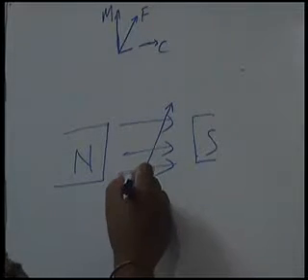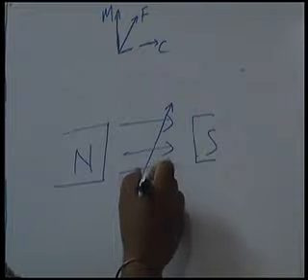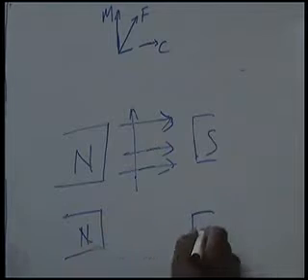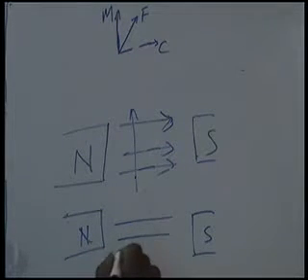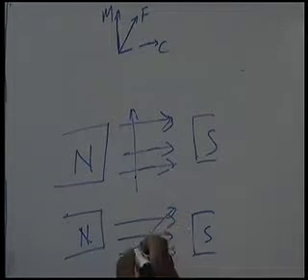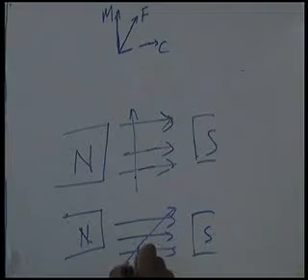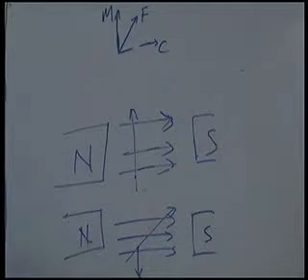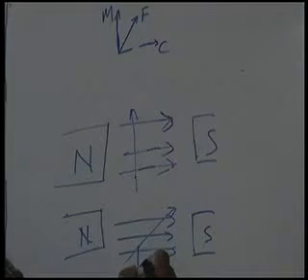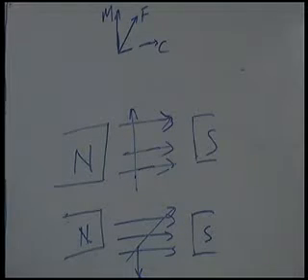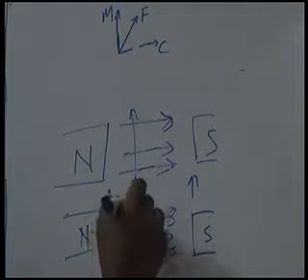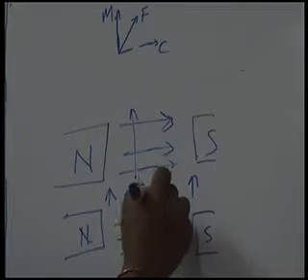Same, it is pointing. So this conductor will experience a force downwards. If we are looking from this direction, what is the reason behind this?